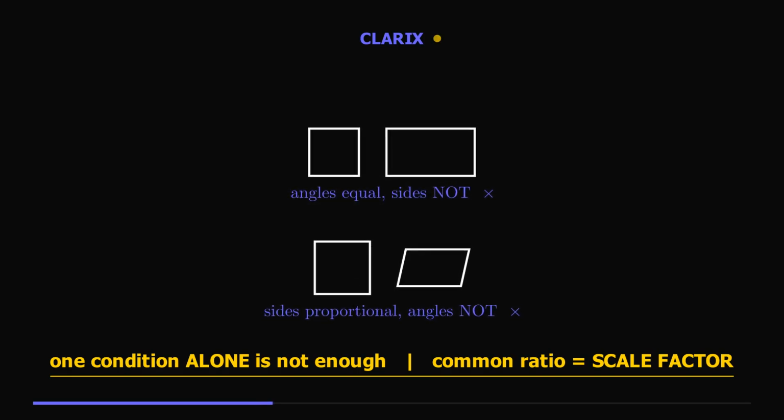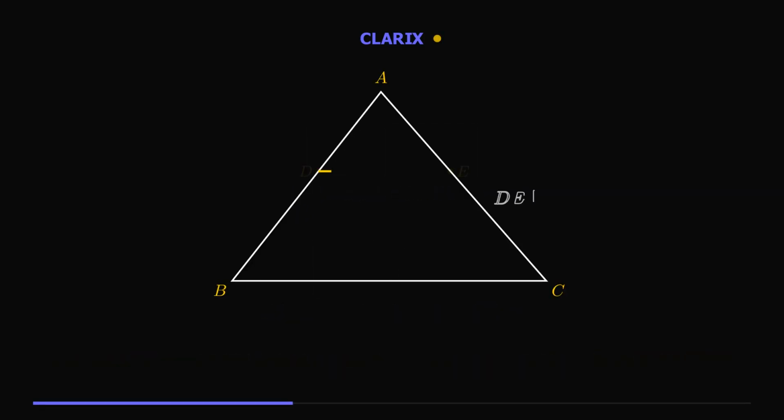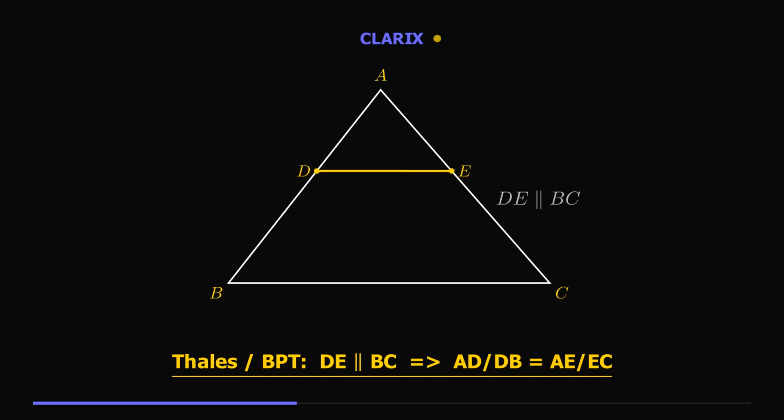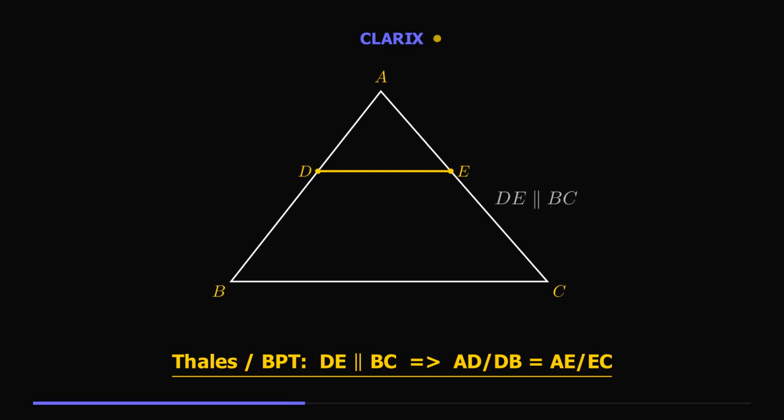And that common ratio of corresponding sides has a name, the scale factor. A map, or a building blueprint, is just the real thing drawn to a scale factor. A triangle is a polygon too, so the same rule applies. Equal angles and proportional sides. But triangles are special, and it starts with a result the Greek mathematician Thales discovered.